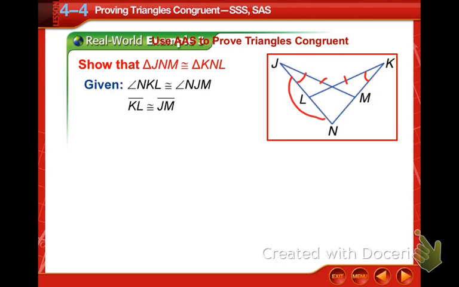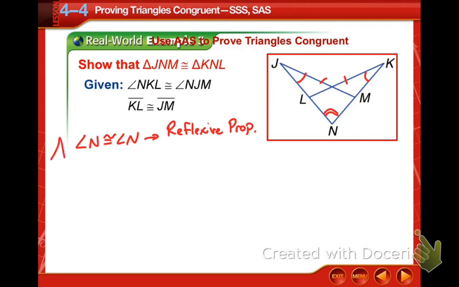So angle N is congruent to angle N because it's the same angle, right? So that's our first angle. So angle N is congruent to angle N. Obviously the reason there is what's called the reflexive property. Helps if I spell reflexive, right? Reflexive property just says you have the same thing congruent to itself. So that's our first angle.